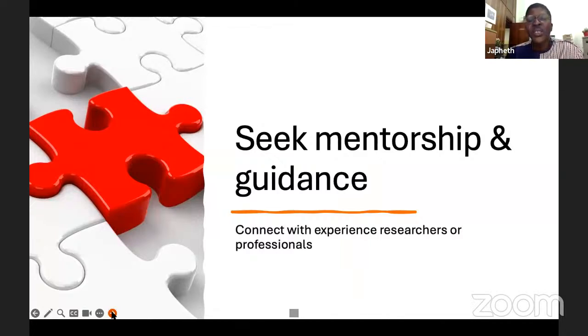It's also very important to be able to seek mentorship and guidance. And as we connect with the outside world and as we network with the outside world, we'll be able to have very good mentors that would literally hold our hands through this journey. And they will also be able to do it very well. So we should be able to seek mentorship and guidance from those that have charted the waters that we intend to chart. So connect with experienced researchers out there and other professionals all the time.